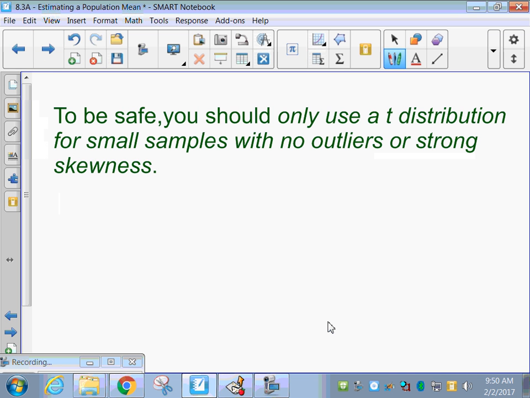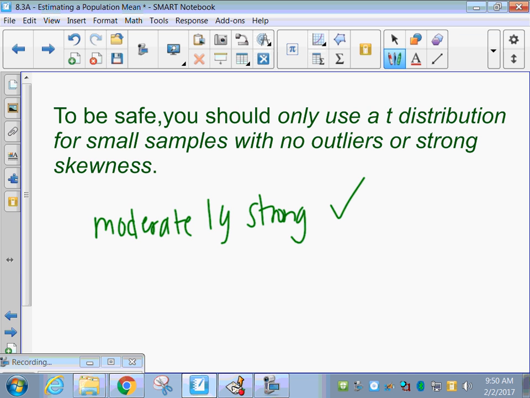To be safe, you should only use a t-distribution for small samples. Again, this is only when you have small samples. You have to do this. You can only do it if there's no outliers and there's no strong skewness. All right? No outliers or strong skewness. Strong is going to be hard. Moderately strong, you can still do it. All right? Keep proceeding with the problem.